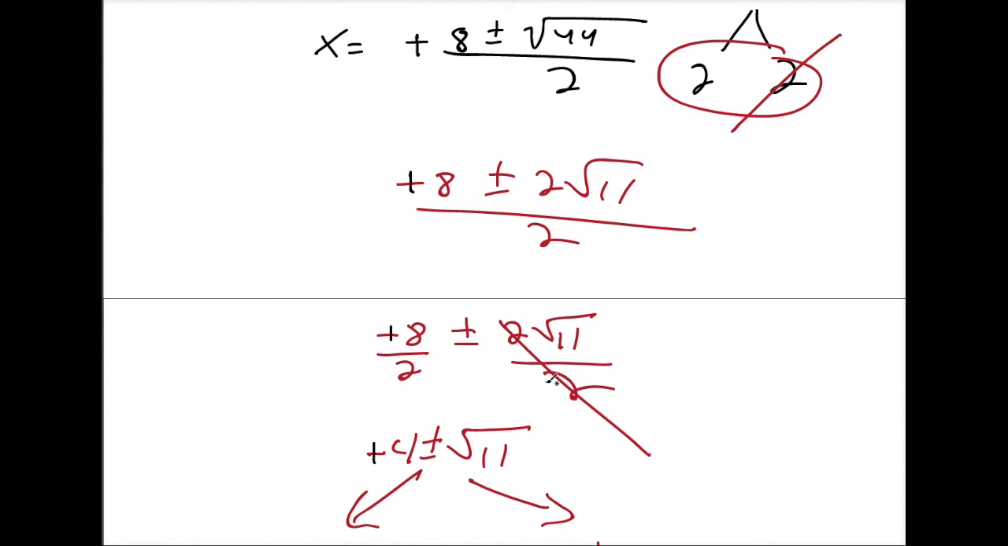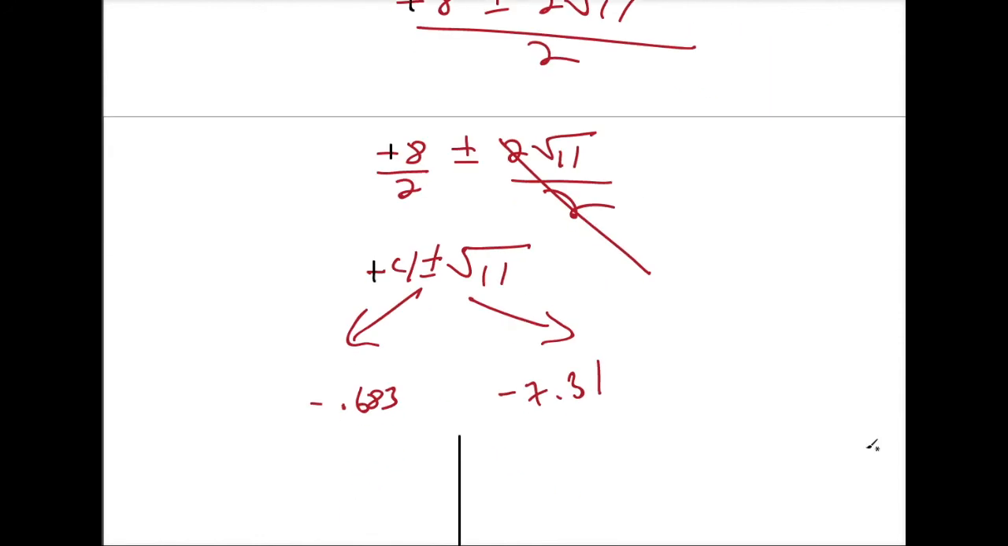So 4 plus root 11 is 7.31. So this first guy is 7.317, let's say. And this one over here, how do we figure that one out? It's 4 minus rad 11? Yep, and that's 0.683.